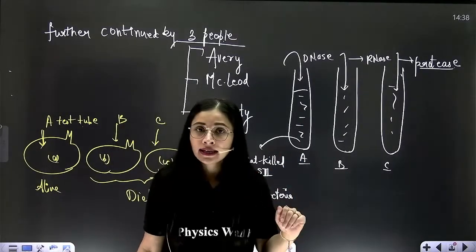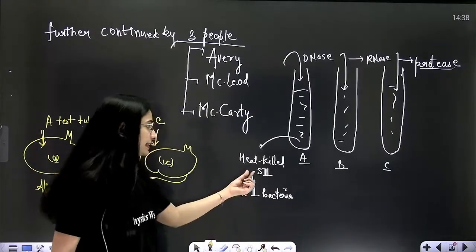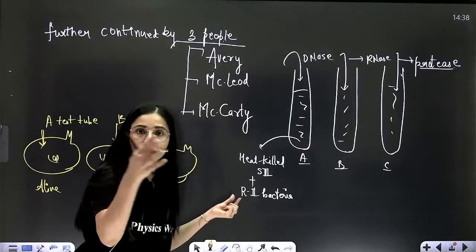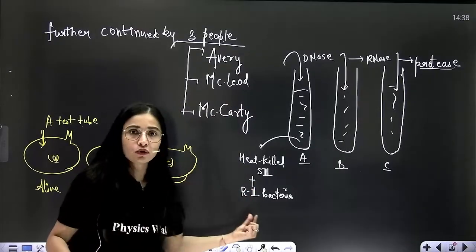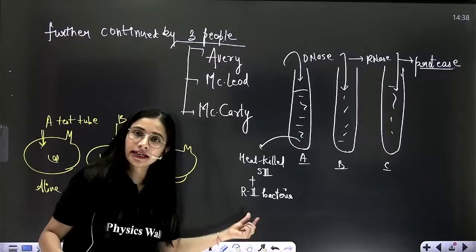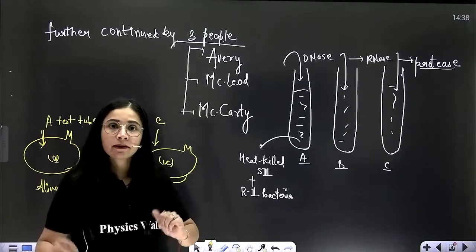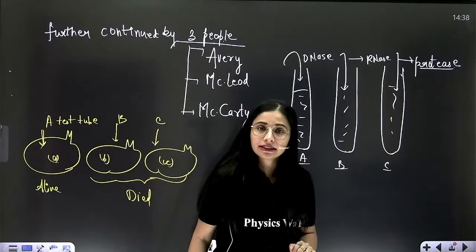But in case of B, the enzyme RNase is added, which is only capable of degrading RNA but not DNA. Correct? So heat-killed S3 is actually releasing DNA. RNase will not do anything to DNA. R2 is free to accept this DNA. It will get converted into S3 and the mice will die. The same thing happened with the C test tube also.